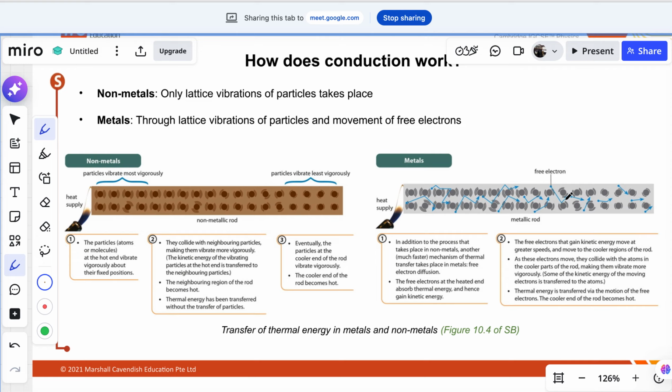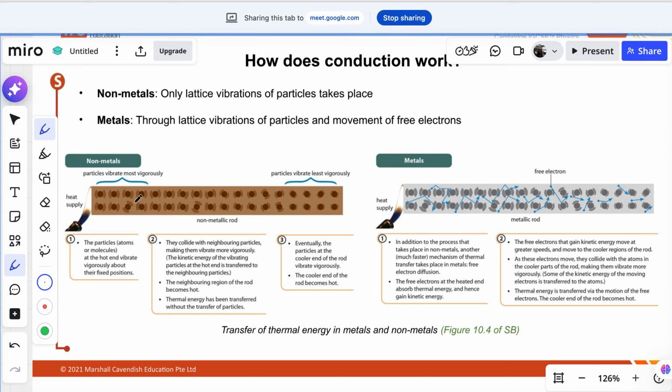So the thermal energy is transferred from one side of the metal to the other. So it takes time for them to feel the heat. It takes a longer time. It happens a long time before the heat is transferred from the hotter region to the colder region, so they are considered poor conductors, which is what you call insulators. Now let's move on to the next slide.